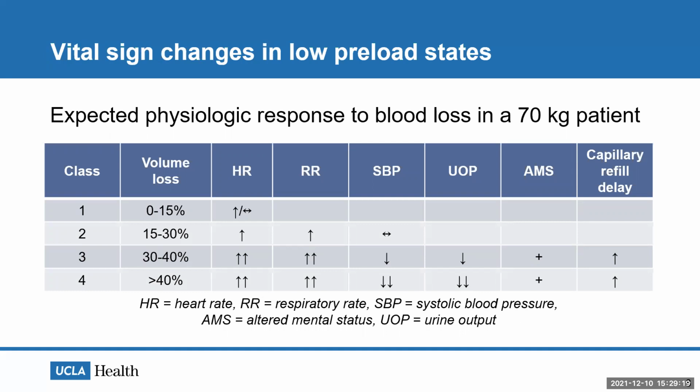Before we do that, we have to ask ourselves, well, what do low preload states look like? Well, there's great surgical literature that actually I got this table from, where it's the expected physiologic response to blood loss in a 70-kilogram patient. Depending on how much volume you lose, you start getting progressive vital sign changes. So your heart rate is the first thing to go up. Then it's actually your respiratory rate. Then your blood pressure starts to drop. Your urine output starts to drop, and then you can become altered.